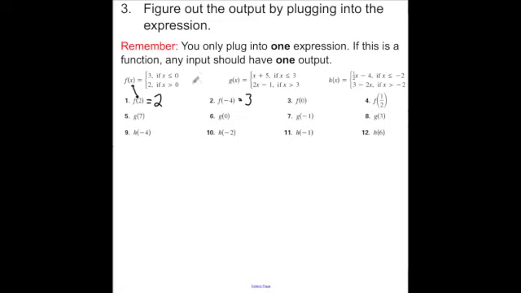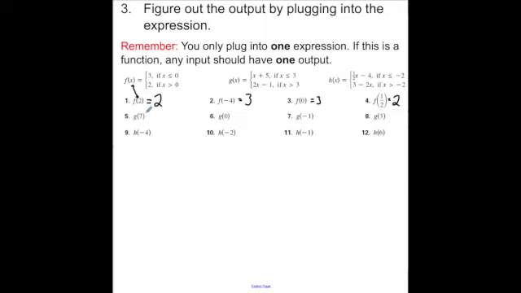All right, next, 0. So this is tricky. Is 0 less than or equal to 0, or is it greater than 0? Well, because of the or equal to, we're going to use the top rule, which is 3. And finally, f of 1/2: is a half less than or equal to 0 or greater than 0? It is greater than 0, so we're going to use the second rule.